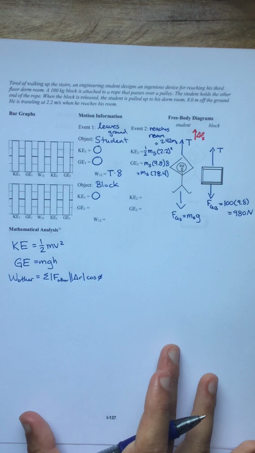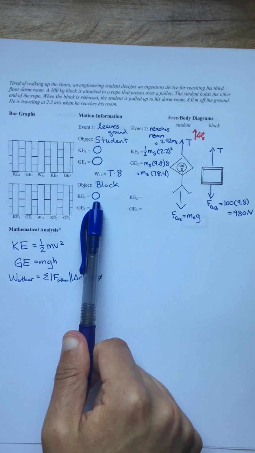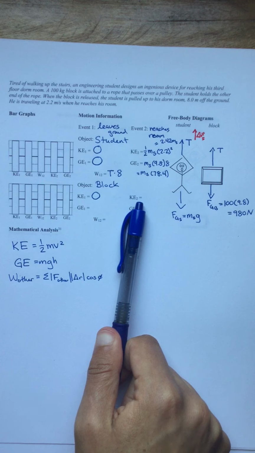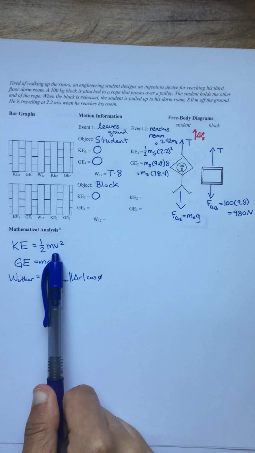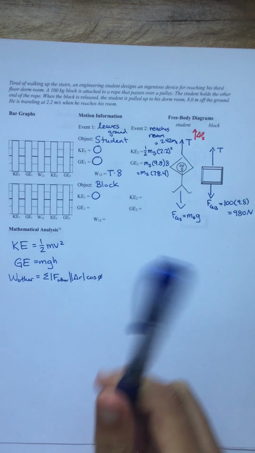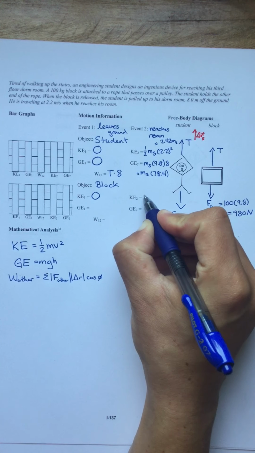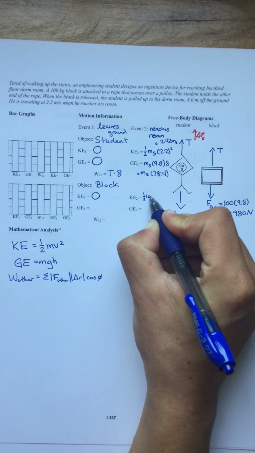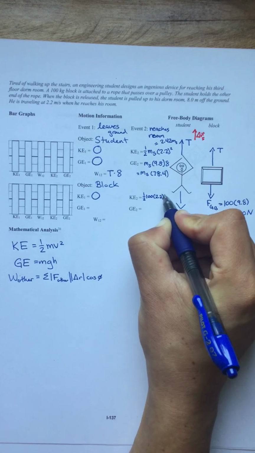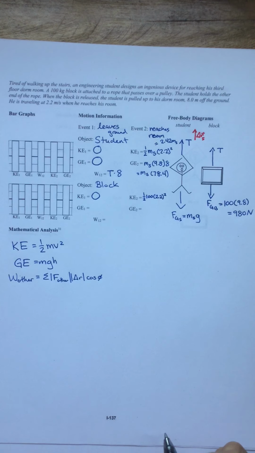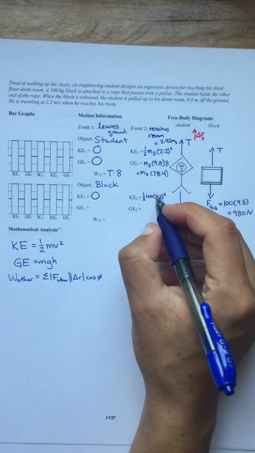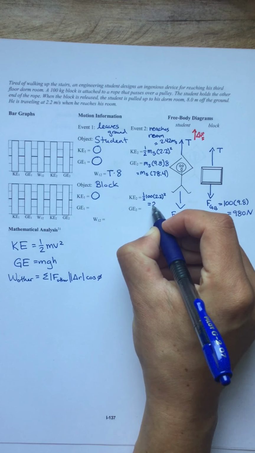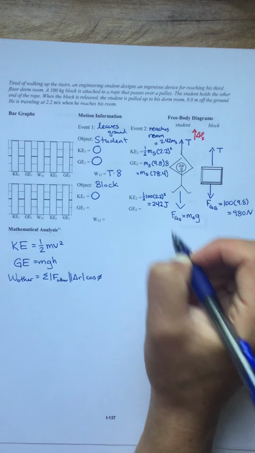Next, I look at the table for the block. The block starts at rest. When the student reaches the dorm room, the block is moving downwards, but because for kinetic energy we use the velocity squared, it doesn't matter that the block is moving downwards. So this is 1/2 times the mass of the block times the velocity squared. That is 242, and the units are kilograms times meters squared per second squared, which is equal to a joule. So this is 242 joules.